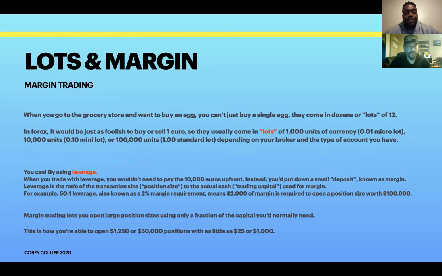Now, lots and margin. Guys, I highly recommend you hone in on these next couple of slides as we deal with lots, margin, and leverage, because I still feel there may be a lot of confusion as far as understanding the difference between the three, and how they all correlate with each other. It's kind of a weird little relationship between the three. But I'm going to do my best to try to explain it for you guys, okay?